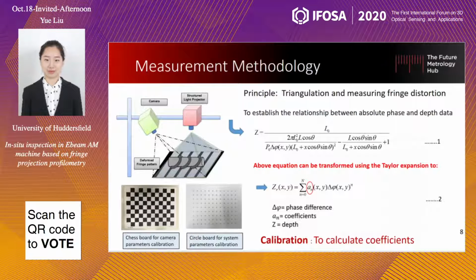So next is methodology. The principle of this technique is triangulation and mirroring fringe distortion. We establish the relationship between the CCD camera and the projector by equation 1, and we can use Taylor expansion to simplify it. Then after the system calibration, we can get the height information from the phase. For system calibration, we also use two calibration boards, a chessboard and a circle ring board.